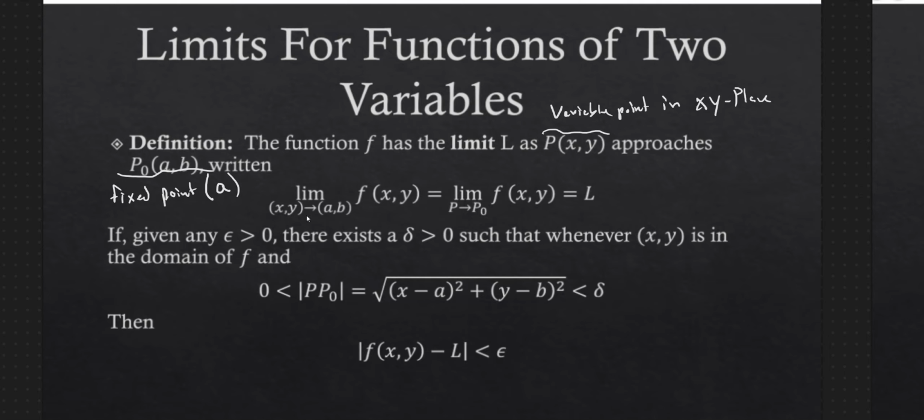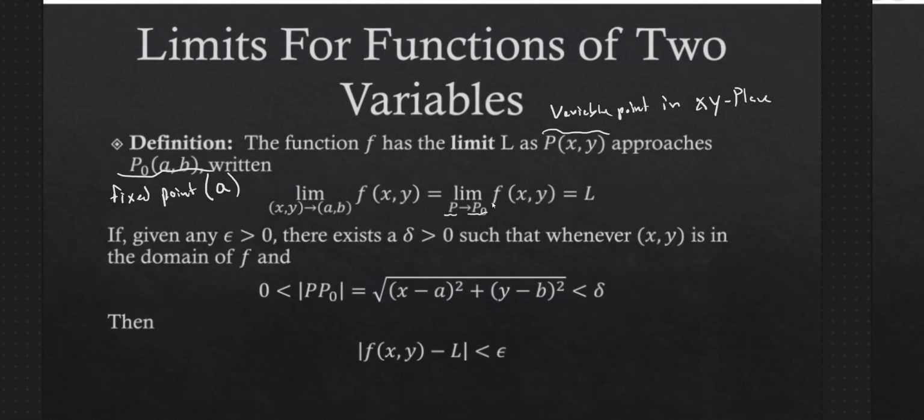And so our limit notation looks a little bit different, right? The limit as this variable point (x, y) approaches the fixed point (a, b). So this is the limit as we go to (a, b) of f(x, y). We could also write this as the limit as P goes to P naught, if we want to be a little bit fancier and have these names associated with them. That's equal to L, all right? So this is our definition for that limit being equal to L.